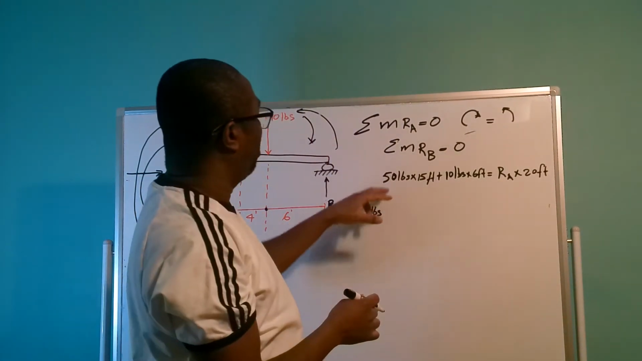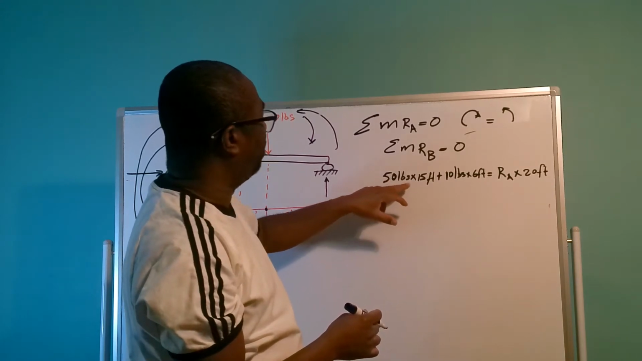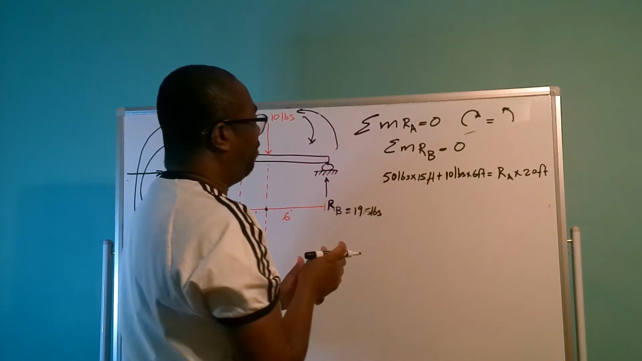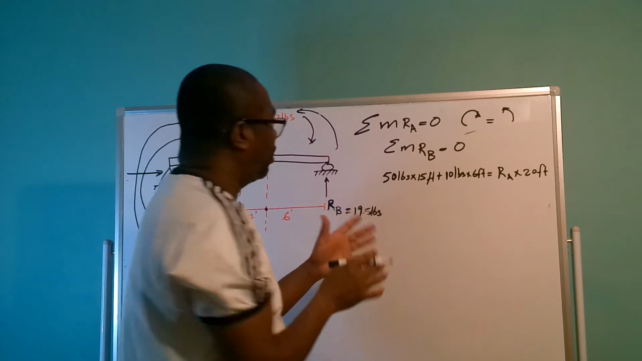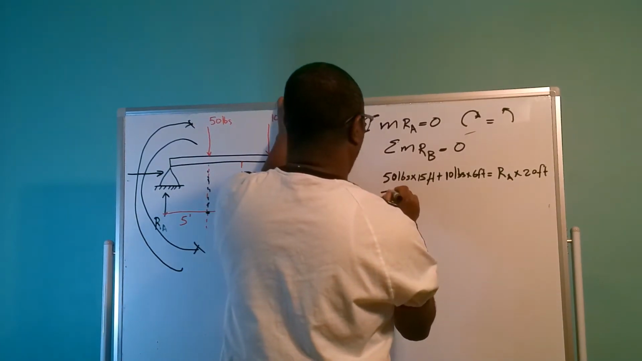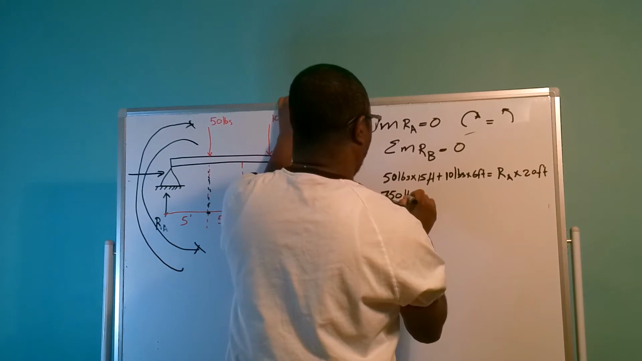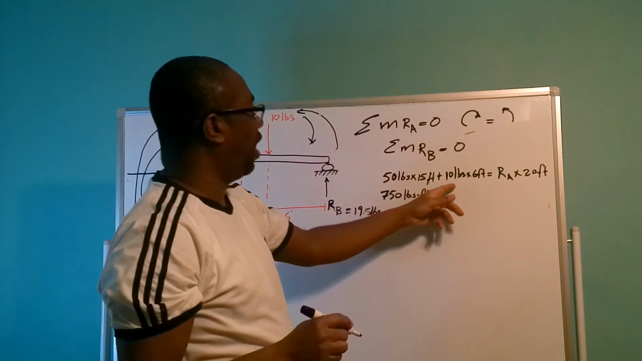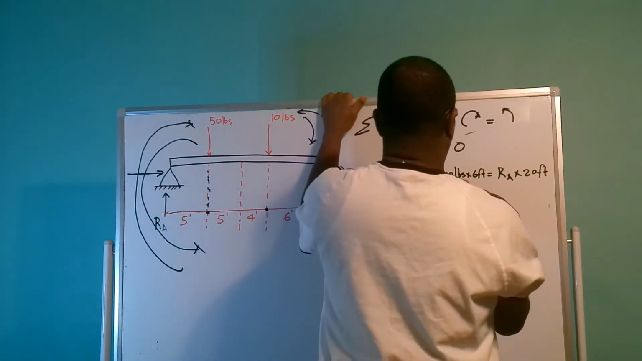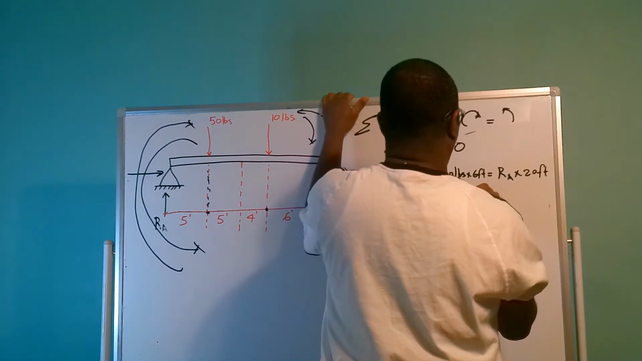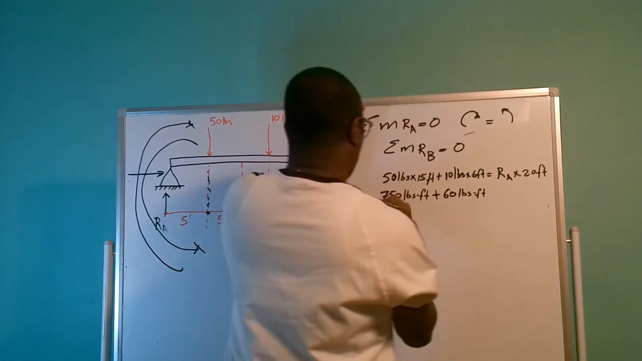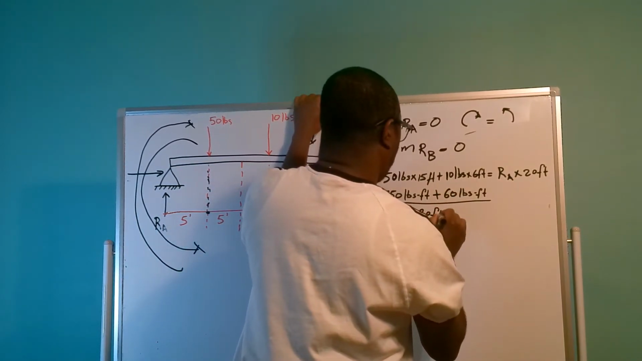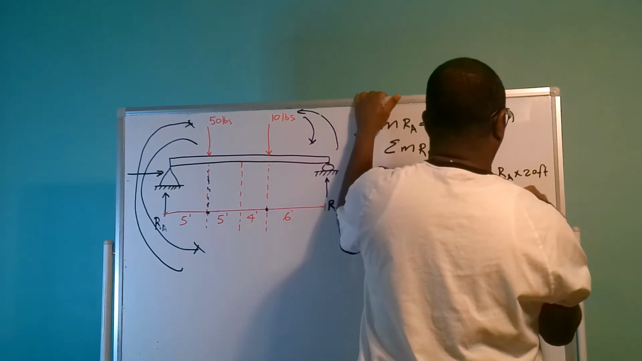So we're going to have 50 pounds times 15 feet, which gives 750 pounds foot, plus 10 times 6, which is 60 pounds foot, divided by 20 feet, equal to RA.